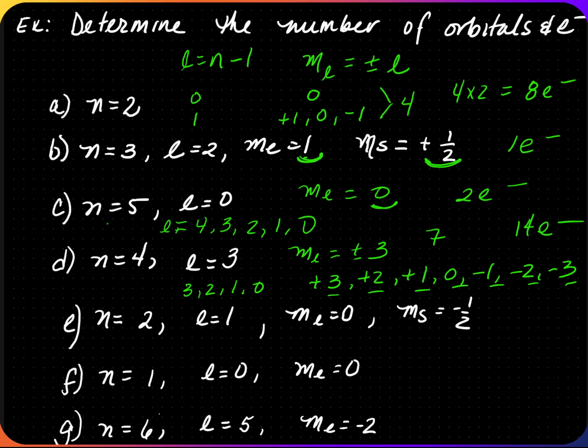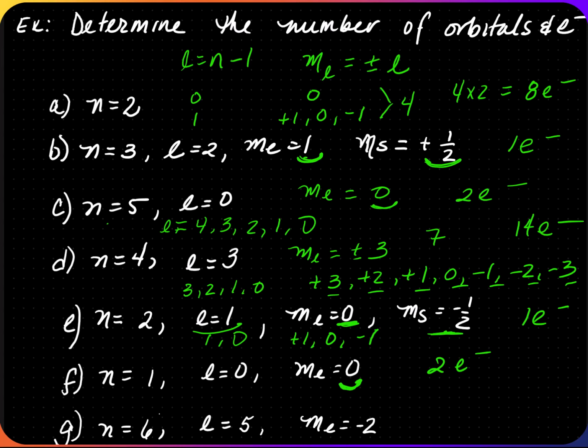When n is equal to 2, L can equal 1 or 0. Since it's equal to 1, ML can be plus or minus 1, so it's going to be plus 1, 0, minus 1. Since it's 0, that's one orbital. Since they gave you the magnetic spin, and it's a minus 1/2, this can only have one electron. When n equals 1, L can only equal 0, because 1 minus 1 is 0. Plus or minus 0 is 0, so there's one orbital, and so it's going to have 2 electrons.